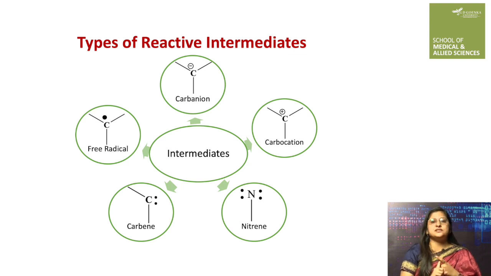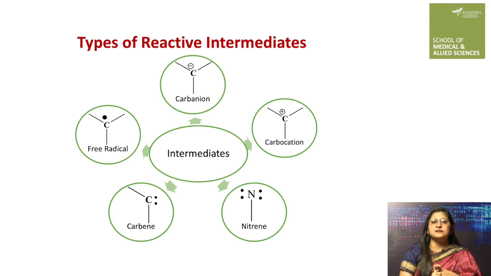The first intermediate here is carbocation. It has positive charge on carbon and has 6 electrons. The second intermediate is carbanion, which has negative charge on carbon and has 8 electrons. The other intermediate is free radical, in which carbon contains a free electron and has 7 electrons. All these three, carbocation, carbanion and free radical, are trivalent species.